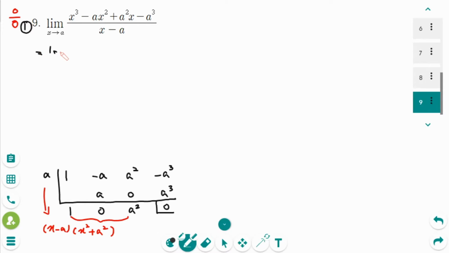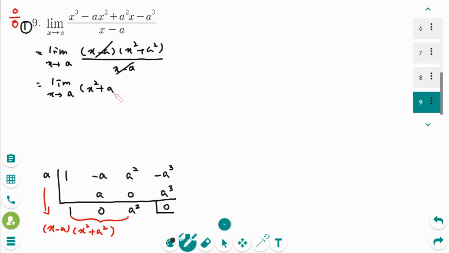Therefore, the numerator can be factored into x minus a, x squared plus a squared over x minus a. Then cancel the common factor. Then put a into x, so a squared plus another a squared. So the final answer is 2a squared.